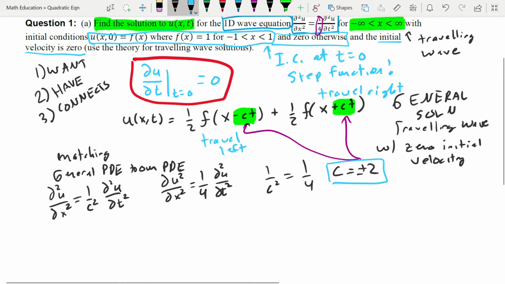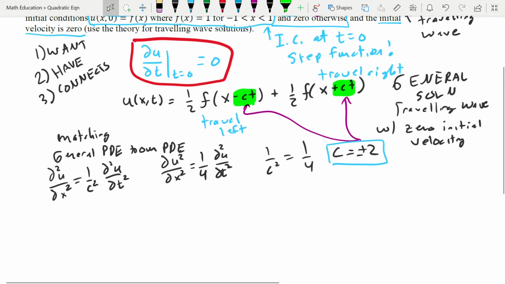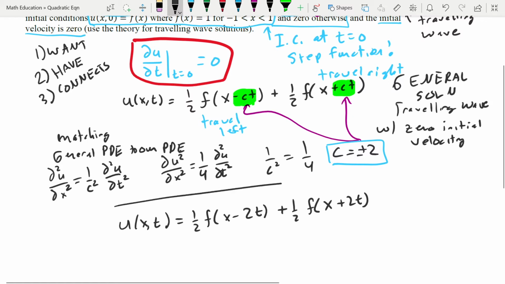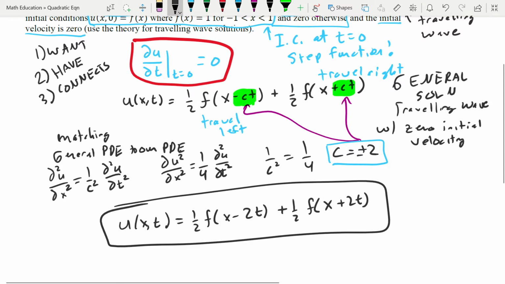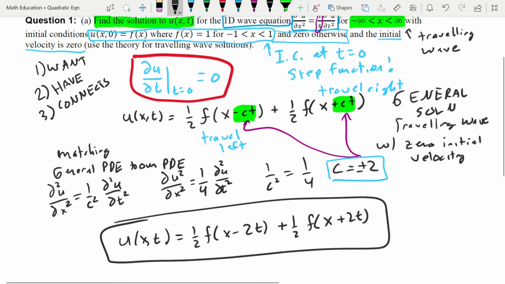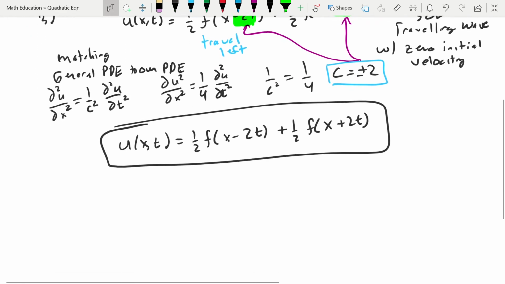Okay, so let's substitute that in and get our final answer. We've got then u of x and t is equal to 1/2 f of x minus 2t plus 1/2 f of x plus 2t. And that gives us our answer. Now we could go through and we could substitute in f of x if we wanted to or needed to.